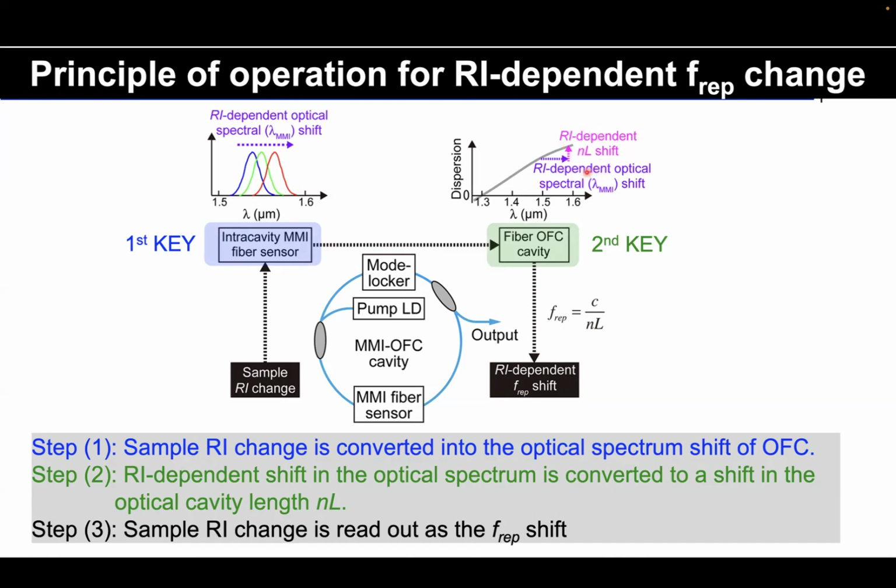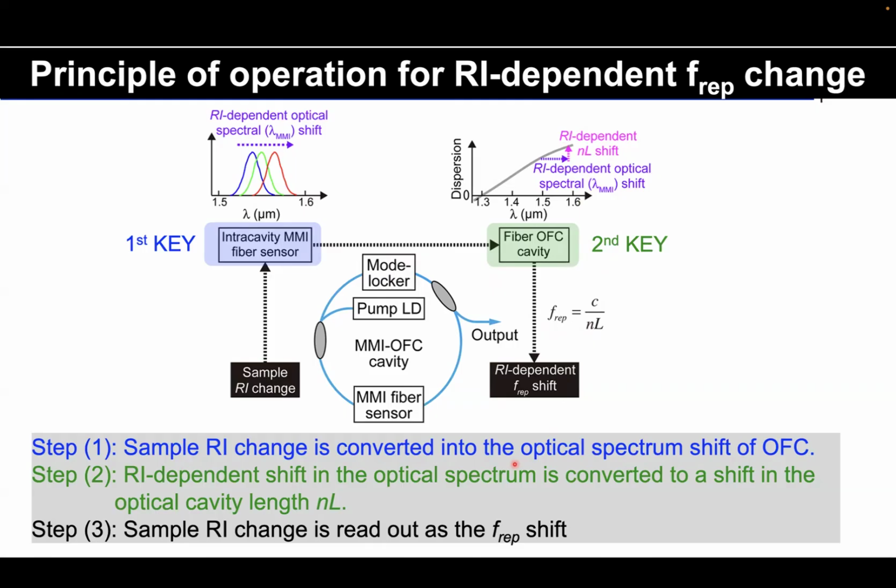So finally, as f_rep is given by this equation, the sample RI change is read out as an f_rep shift. In this way, the f_rep reading RI sensor, or RI sensing OFC, can be achieved.